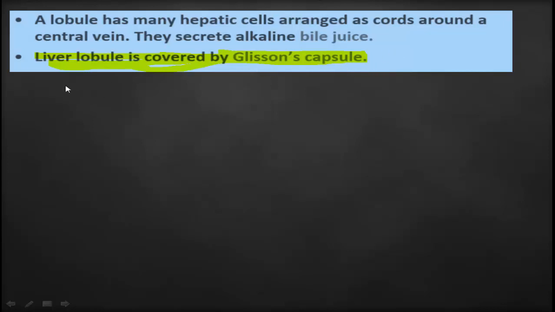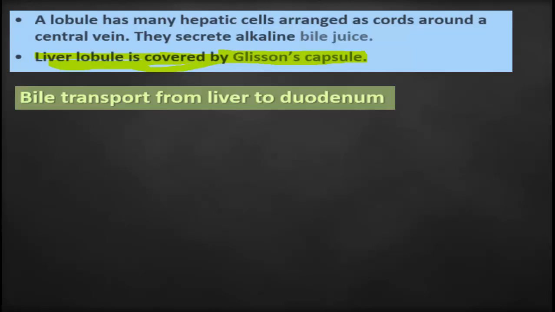Try to remember the term. The covering of the liver lobule is called Glissen's capsule. Then moving to the next one. How exactly is the bile transported from liver to duodenum? Then the question is, why is the bile juice transported to duodenum? Because the food, whichever is taken into the stomach, moves from stomach into small intestine, and the first part of the small intestine is duodenum.